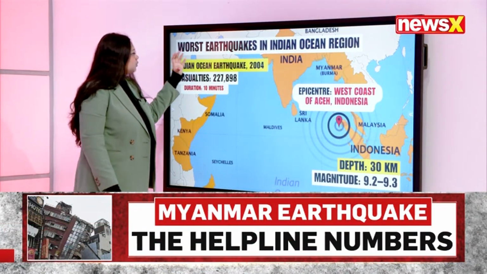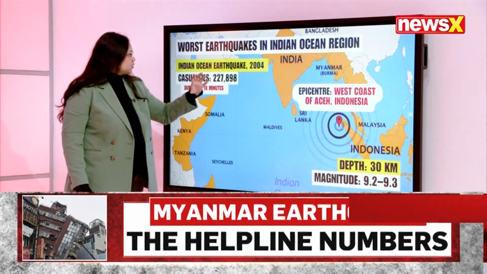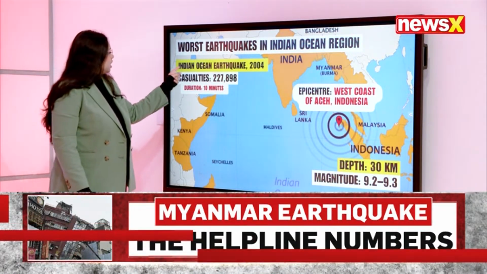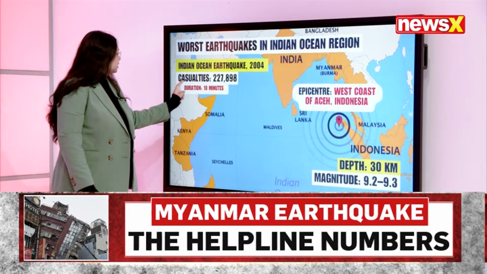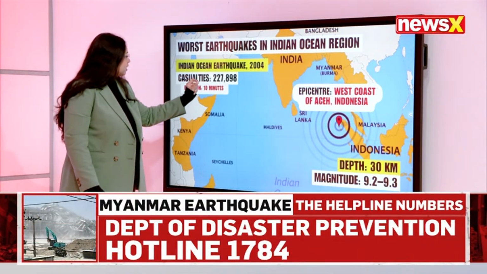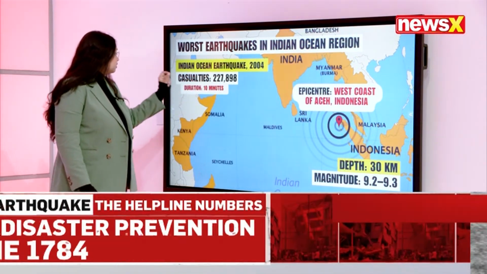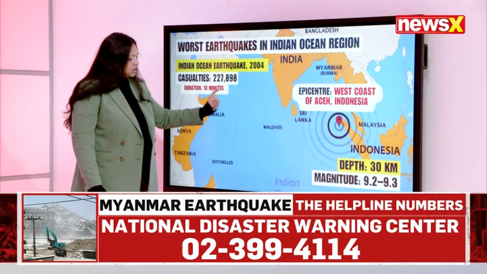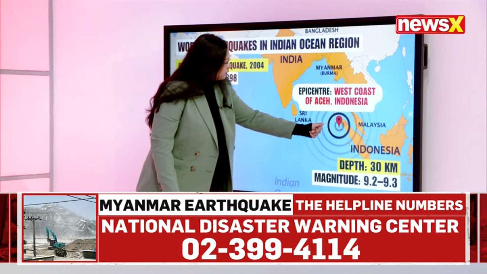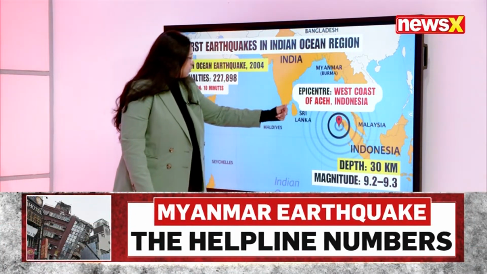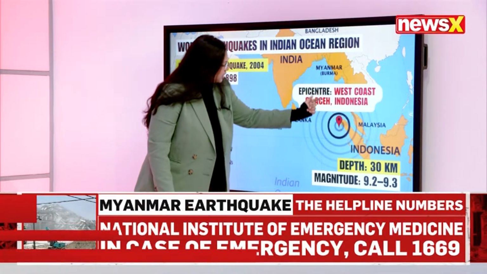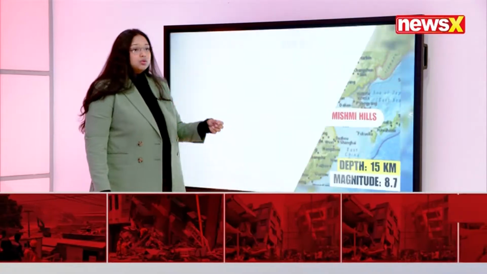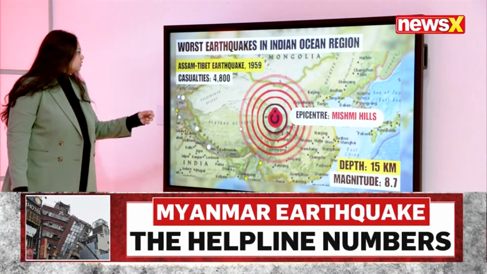Let's talk about the worst earthquakes in the Indian Ocean region, and the first one is flashing right on your screens. Indian Ocean earthquake, 2004, casualties 2,27,898. The duration of this earthquake was 10 minutes. The epicenter, pinpointed over here, was off the west coast of Indonesia, depth 30 kilometers, magnitude 9.2 to 9.3. A massive earthquake there.